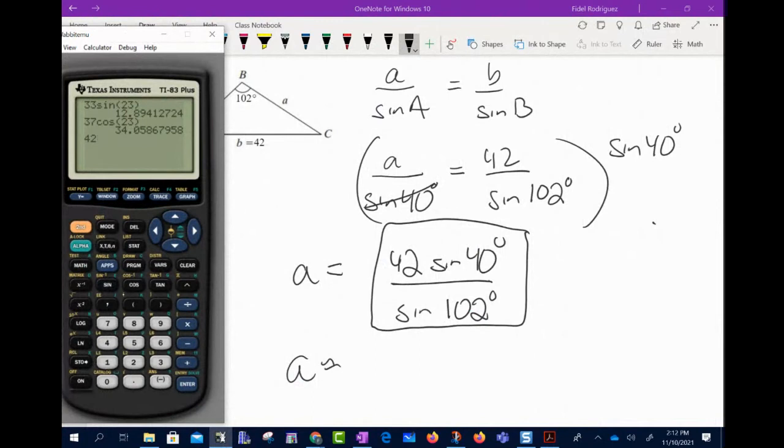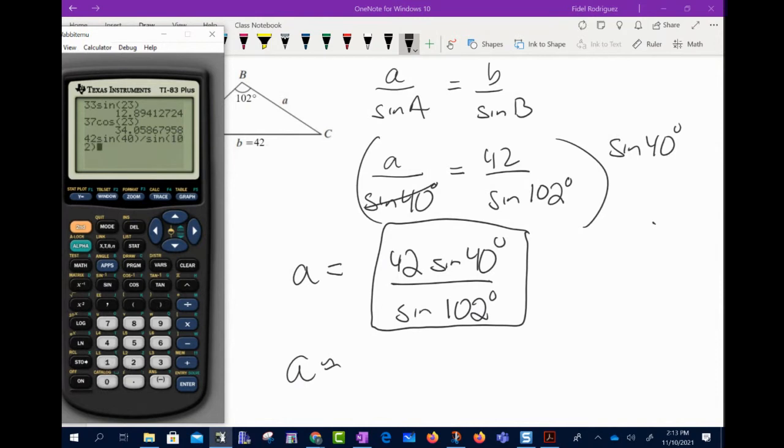So we'll go 42 times the sine of 40. So notice, y'all, on my calculator, when I type in my angle, it opens up parentheses. I'm not certain if yours does or if it doesn't, but if it does, make sure you close off your parentheses, okay? Divided by the sine of 102.